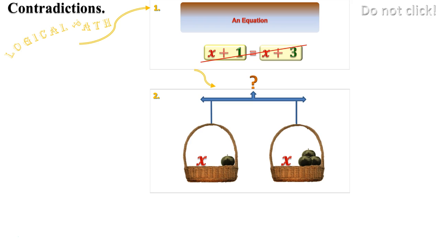Is it true or not? No, it's not possible. So we can say this situation with baskets contradict real life situations. This is why the equation represented this situation is wrong and we would call it a contradiction.